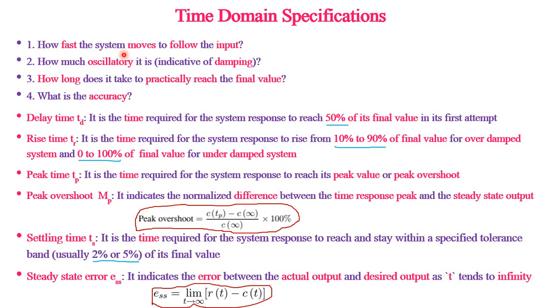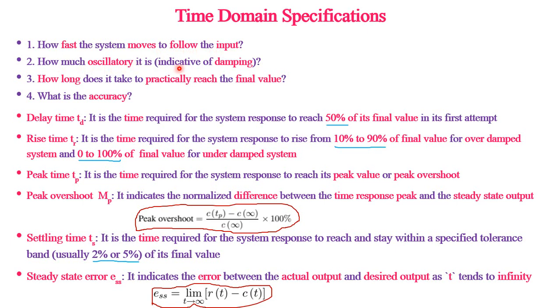Any control system, if a designer wants to design, the first thing is how fast the system moves to follow the input. So if we give an input to the control system, will it respond faster to the input? Then what will be the oscillations? How much time does it take practically to reach the final value? What is the accuracy? For example, we are riding a car. So if we are giving an acceleration, how fast the car moves to follow the input, that is whatever input that we give with our accelerator pedal.